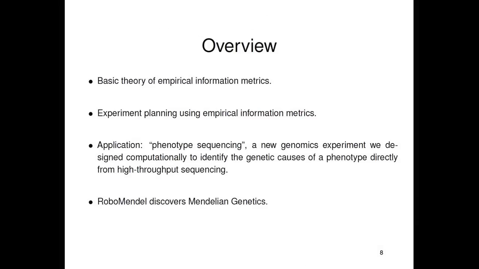Okay. So if we have time, I will also talk about an application to a real scientific example from genomics, where actually on Monday I'll be talking about this methodology that we've developed, referred to as phenotype sequencing, for identifying the genetic causes of a phenotype directly from sequencing data alone. But today I will talk, if we have time, a bit about how we use the information metrics that we developed for basically designing computational tools for optimizing experiment designs for phenotype sequencing.